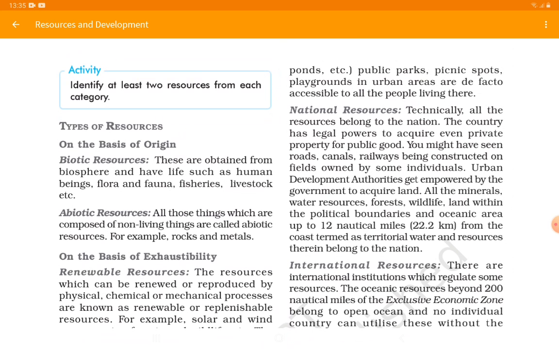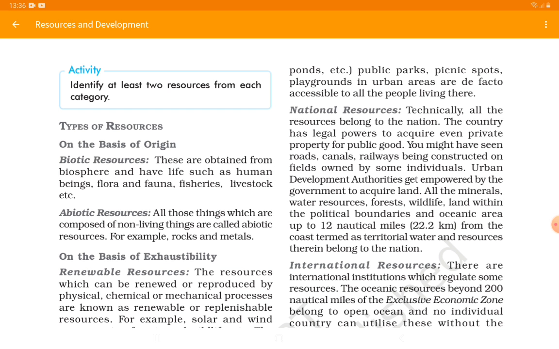National resources. Technically, all the resources belong to a nation. The country has legal power to acquire even private property for public good. If someone has an individual resource, then a country has a right to seize that individual resource for the development or for the good of welfare. You might have seen road, canal, railway being constructed on fields owned by some individuals. Urban development authorities get empowered by the government to acquire land.